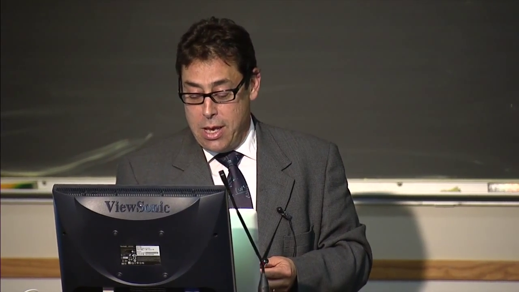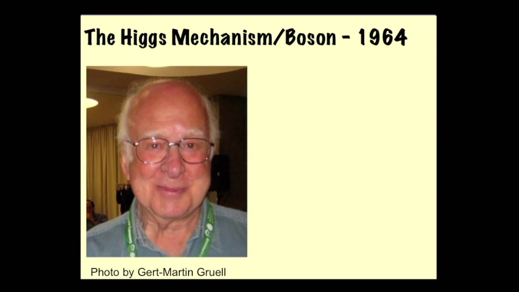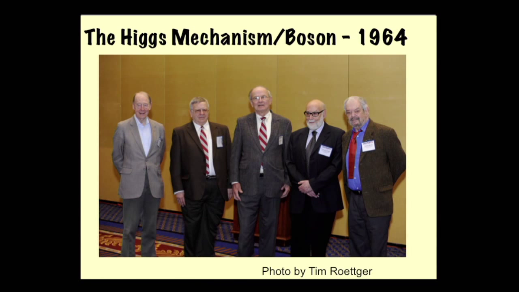And so people were happy when in the 1960s, someone invented something called the Higgs mechanism and its resulting boson that I'll tell you about. So this is a fellow named Peter Higgs. And you might guess that he invented the Higgs mechanism and the Higgs boson. Actually, it was kind of a collective effort. Here's some other people who were involved.